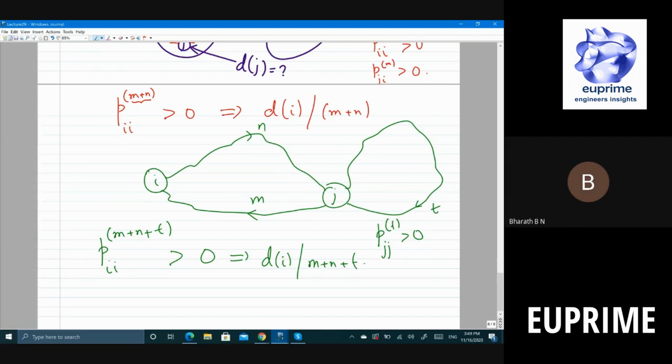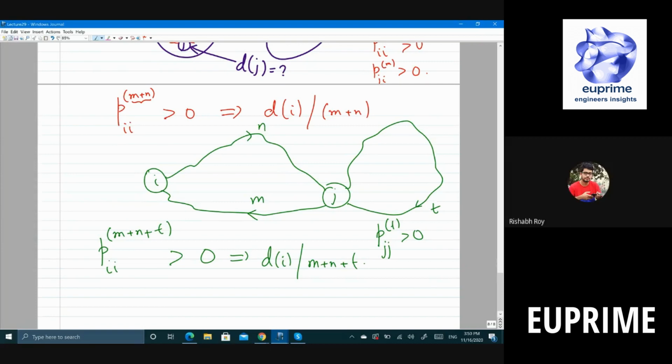Is this fine? What can you infer from this? Can somebody tell me quickly? So we can infer something about d of j also. What is that?